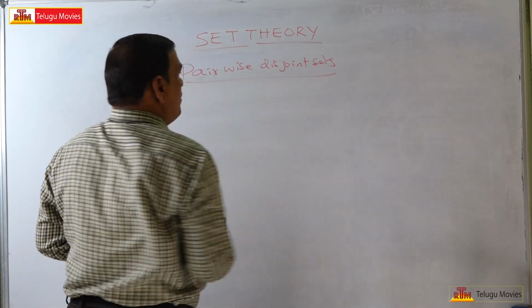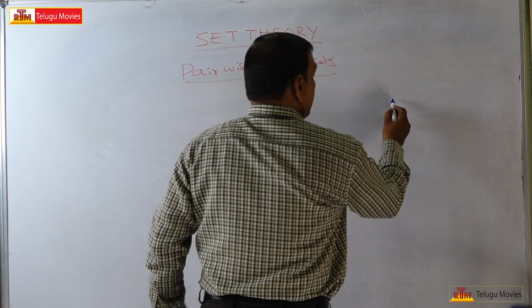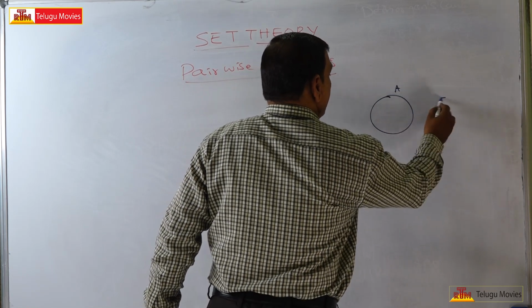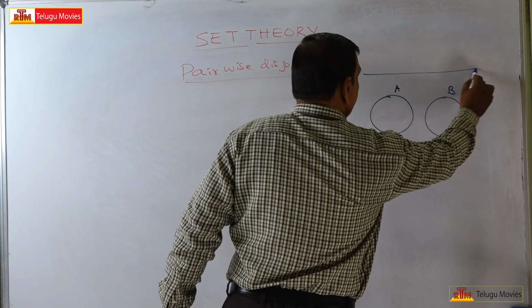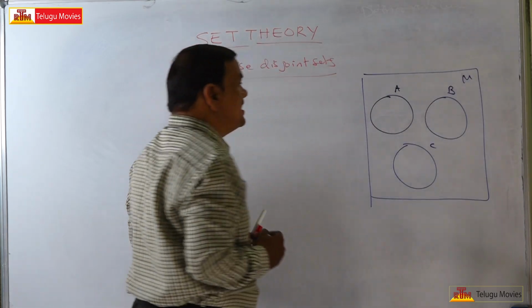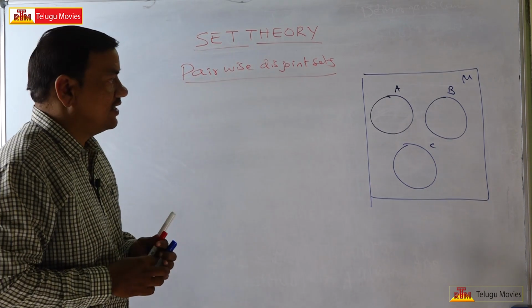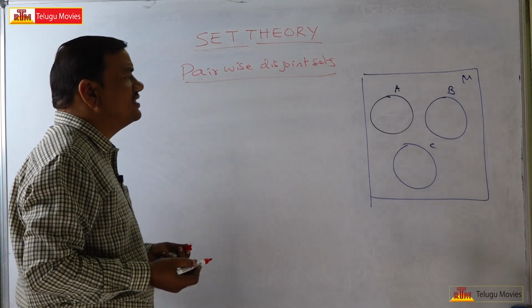What is meant by pairwise disjoint? It means no two sets are overlapping. So this is A, this is B, and this is C. These three sets are called pairwise disjoint sets. Understand?